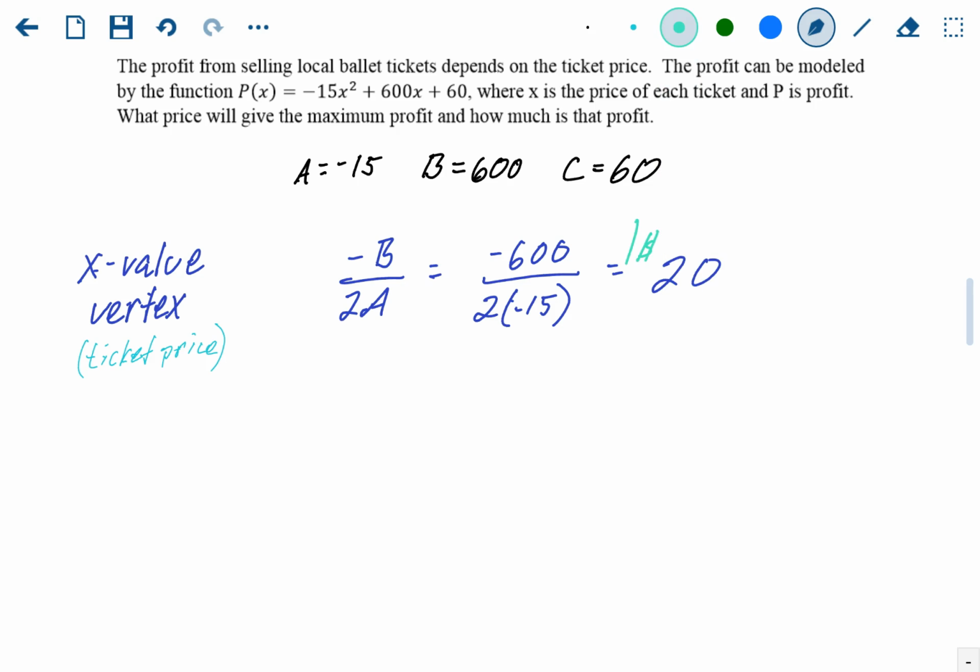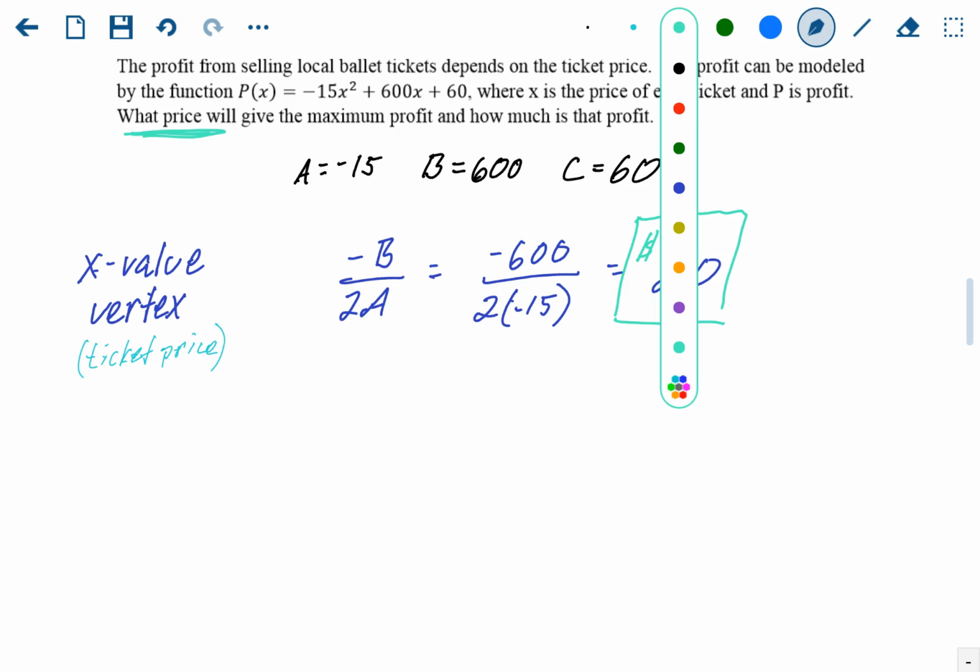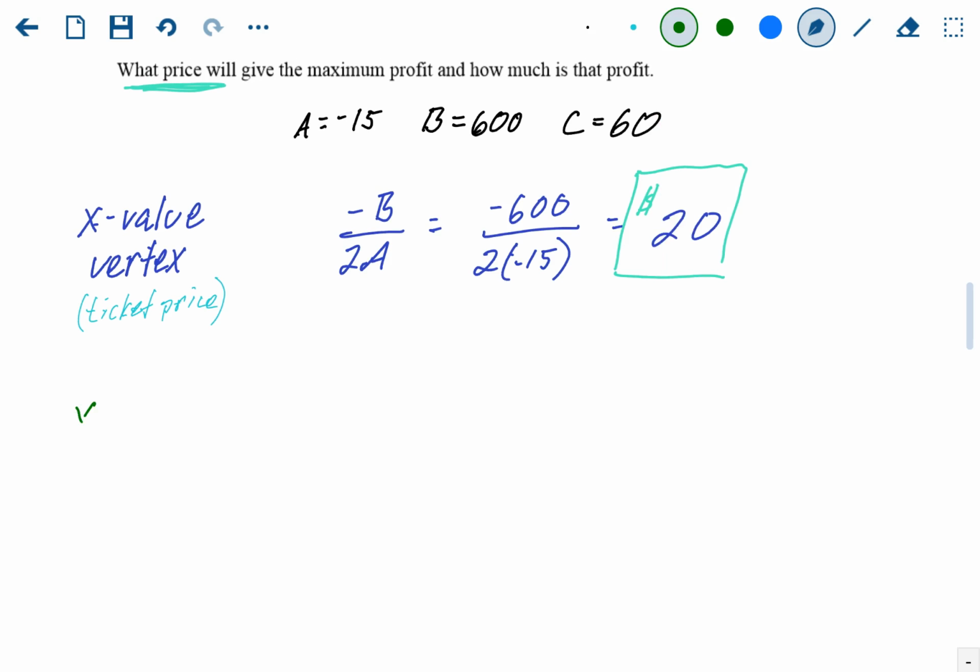All right, and that's the answer to the first question. What price will give the maximum profit? That's the price. All right, the second question is how much is that profit? That's going to be the Y value of the vertex. The Y value of the vertex is going to represent the maximum profit.